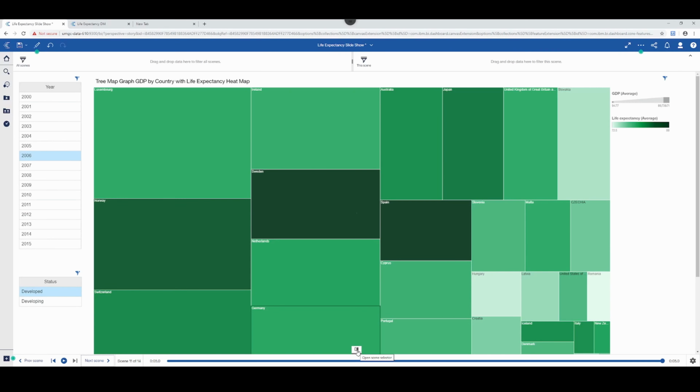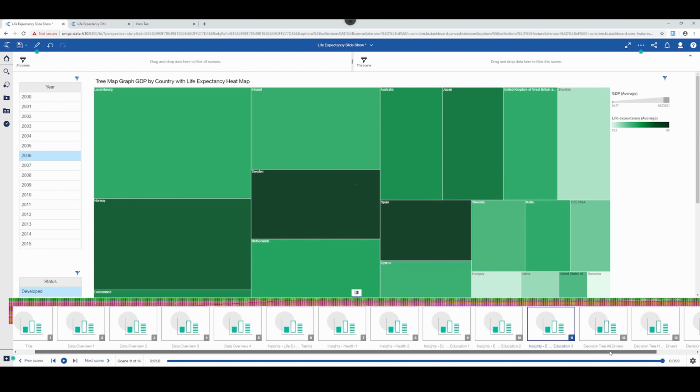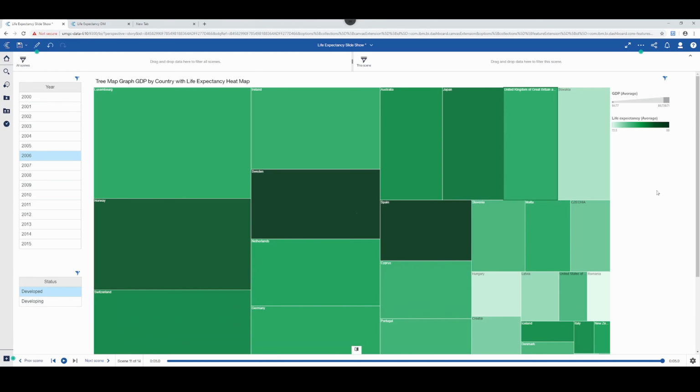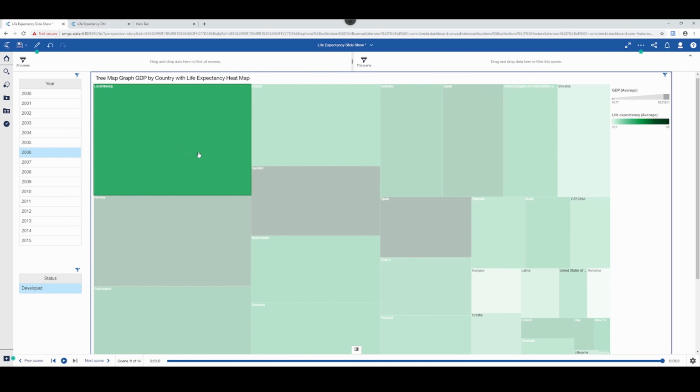All right, this is more economic factors that affect life expectancy. Here we have a heat map or a tree map with a heat legend on it. And this is plotting GDP and life expectancy, as you can see here on the legend. So the darker the green, the higher the life expectancy. And obviously the bigger the square here, or the bigger the area, the higher the GDP. Right now this is filtered out by developed countries.